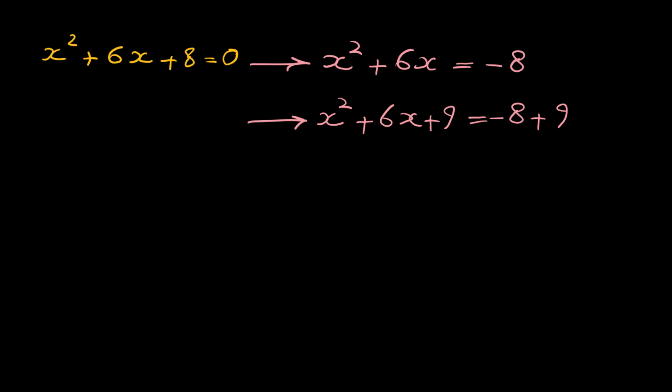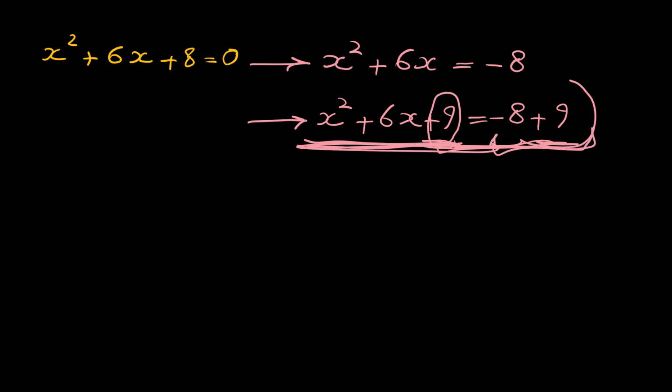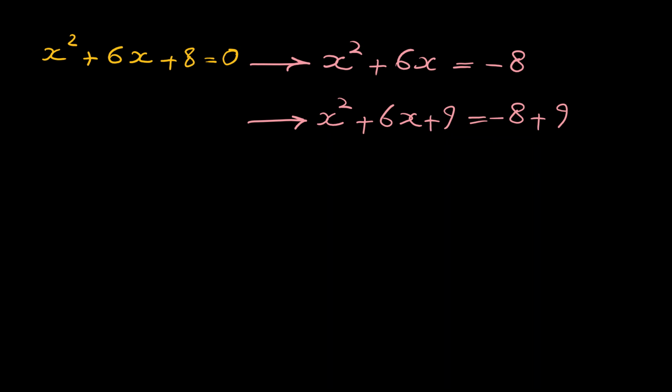And don't forget, you have to add this number to both sides because you want to have these two equal to each other. If you add 9 to the left but not to the right, then these are not equal anymore and we don't have an equation anymore. So this process is the most important step. Half of this number is squared. Half of 6 is 3. Square that, it is 9. Now, if you look at the right side of the equation, negative 8 plus 9 is 1.